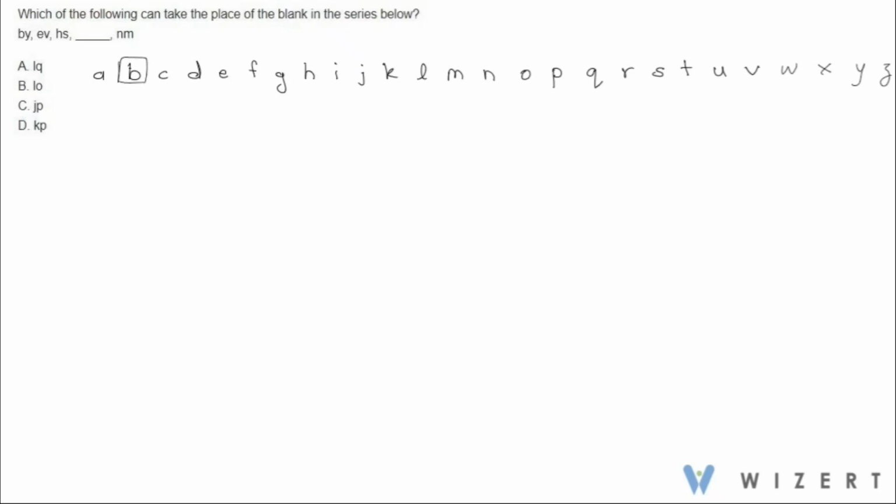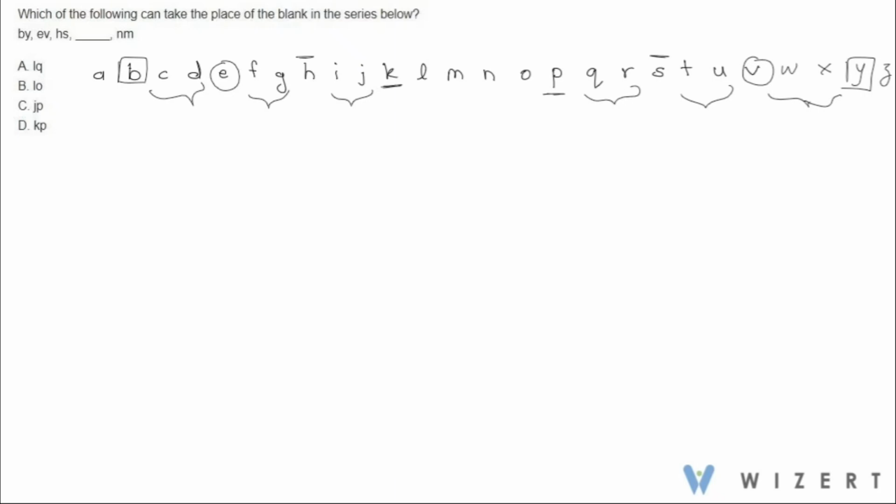B and Y are together. E and V are together. Two are left from here, two are left from here. So next is H and S. Again, two are left, two are left. So if we leave two more, we get K, and two are left, we get P.